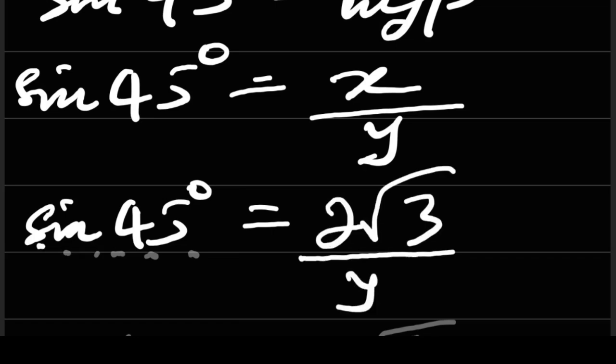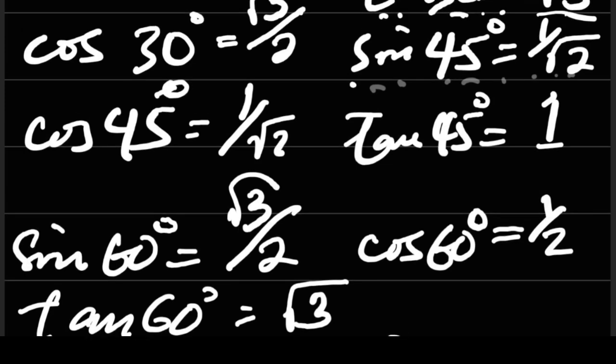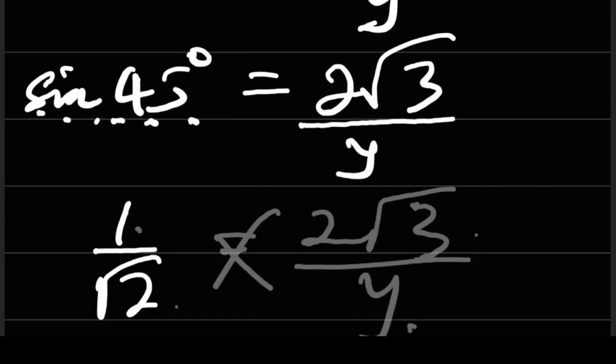Sine 45 itself, we have the value. We have written the value down. Sine 45 is 1 over root 2. So we have 1 over root 2 equals to 2 root 3 over y.